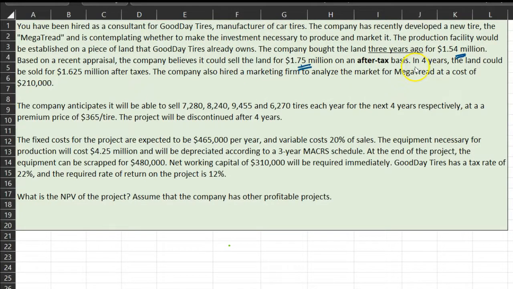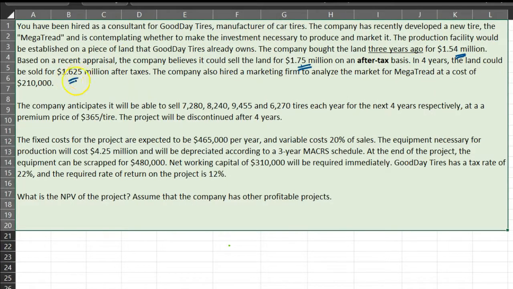The question further says that in 4 years, this land could be sold for $1.625 million after taxes. And then it further says that the company also hired a marketing firm to analyze the market for Mega Tread, which is the new tire, at a cost of $210,000. This is market research that the company got done in order to understand whether it is worthwhile starting the Mega Tread project, if you will. Again, please keep in mind that this is money that has already been spent. Okay, so $210,000 has already been spent.